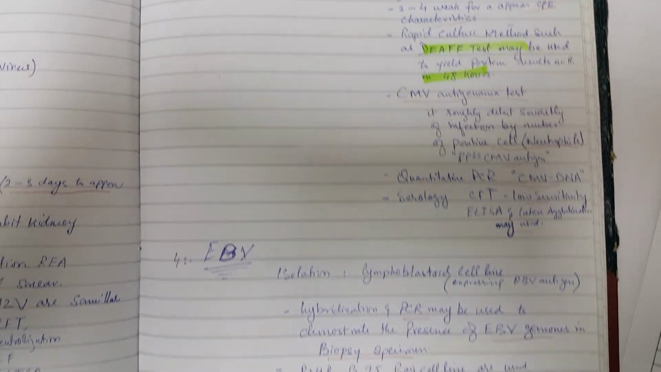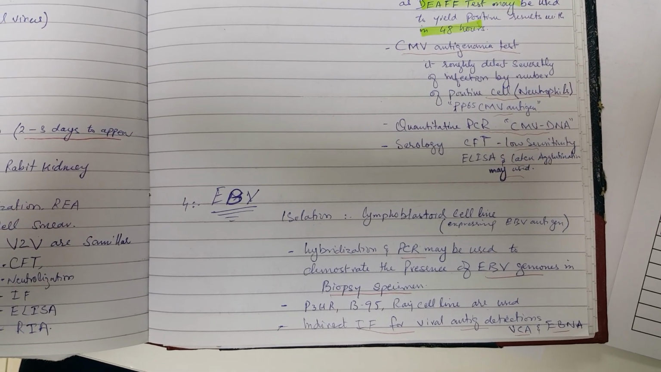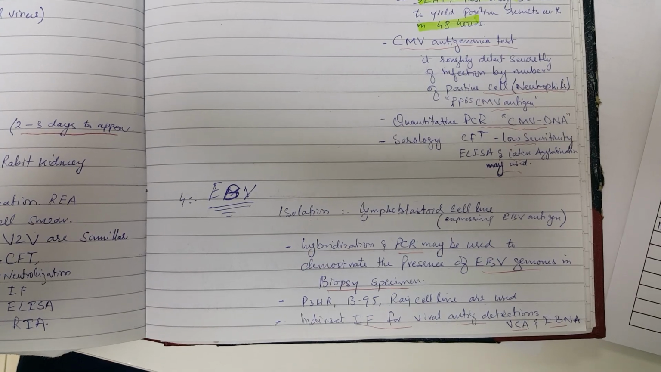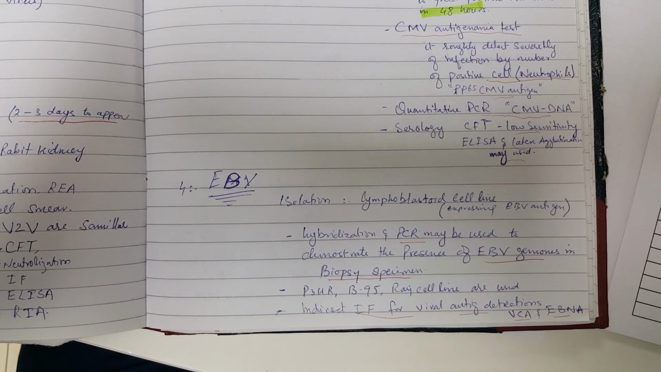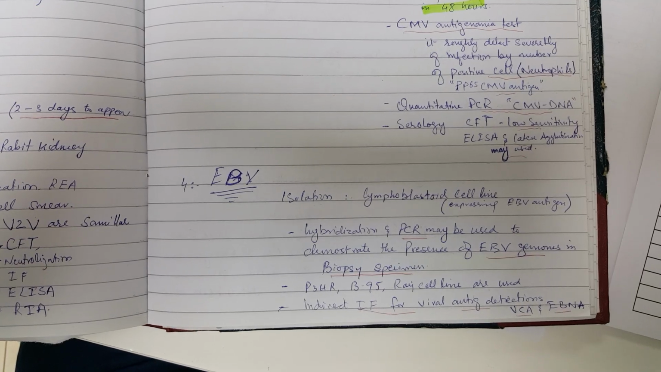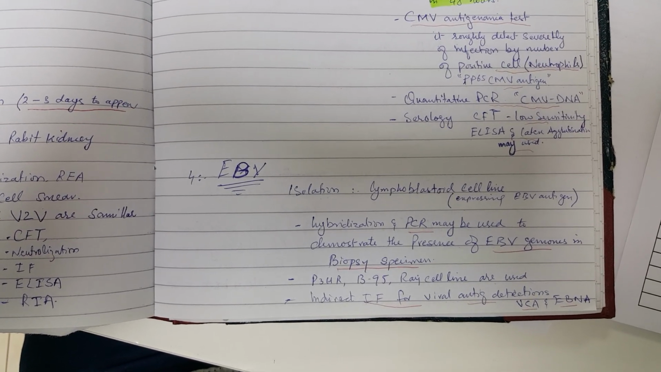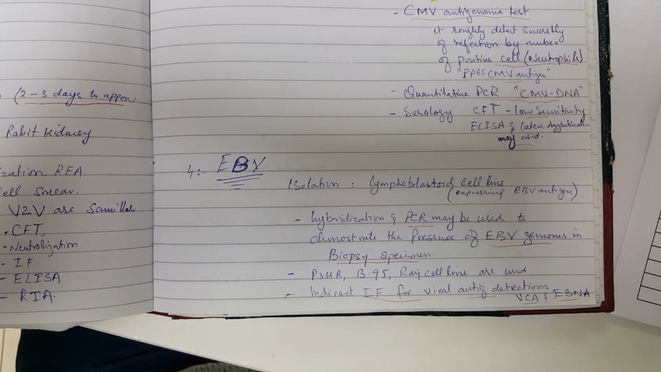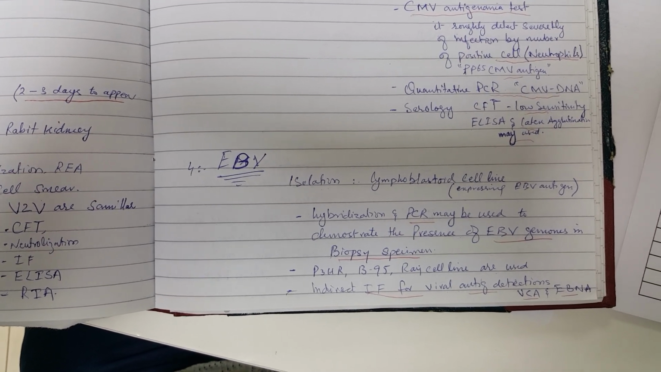In Epstein-Barr viruses, isolation can be done with lymphoblastoid cell lines expressing the EBNA antigen. Hybridization and PCR may be used to demonstrate the presence of the EBV genome in the biopsy specimen. Indirect immunofluorescent viral antigen detection can also be helpful.